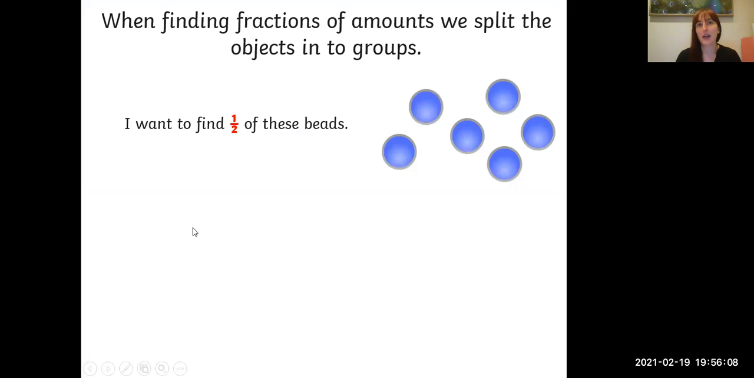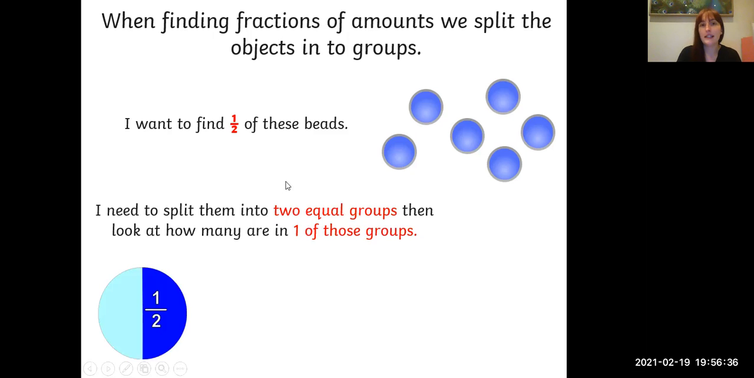All right, so fractions of amounts. When finding fractions of amounts, we split the objects into groups. It's kind of division, really. We're splitting into groups. So I want to find half of these beads. How many beads have I got to start with? Let's count them. 1, 2, 3, 4, 5, 6. So half of 6. I need to split them into 2 equal groups.